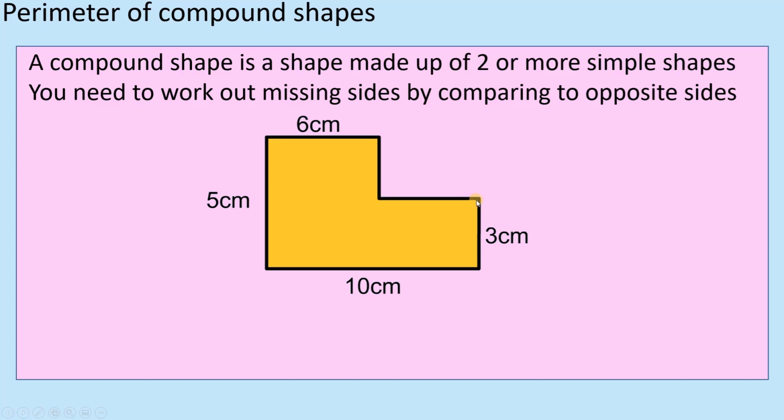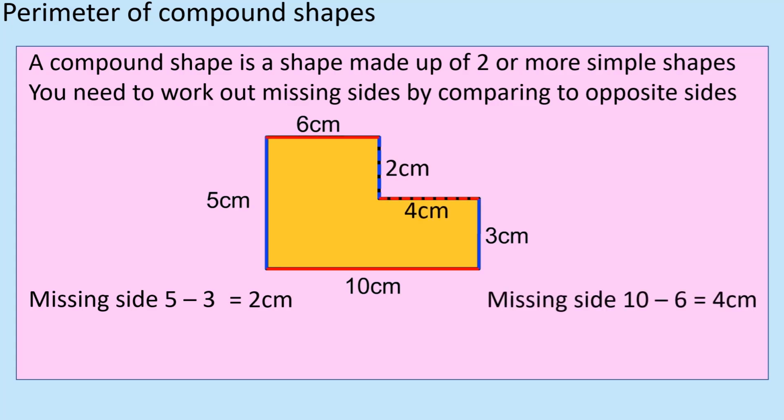Essentially, if this bit here is 3 and this bit here is 5, then this value here must be the difference, so that must be 2. And again, if this distance here is 10 and that distance there is 6, then this gap here must be 4. So we've got those there. Giving that 2, and then this one over here, because of the difference between the two, is going to give you a value of 4 there.